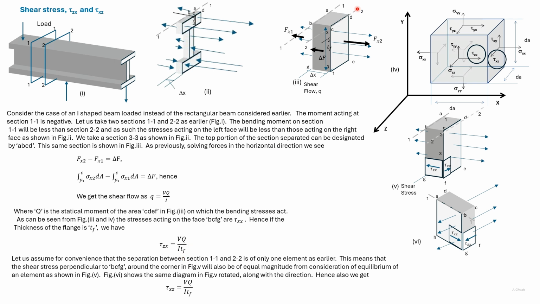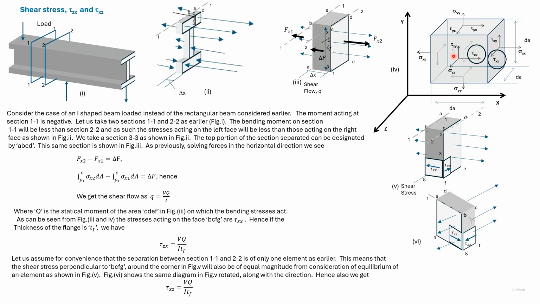As earlier, we can consider the sections 1-1 and 2-2 to be quite close. This portion is again shown here. We consider this portion to be only one element thick. This shear stress is tau zx and the direction is as shown. This element has two pairs of shear stresses. So the direction of shear stress on section 2-2 will be as shown.